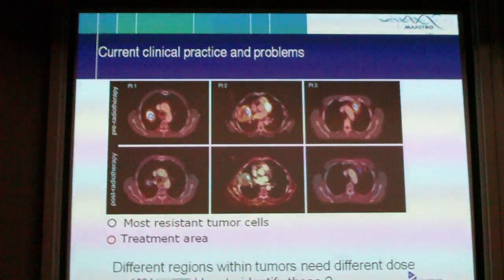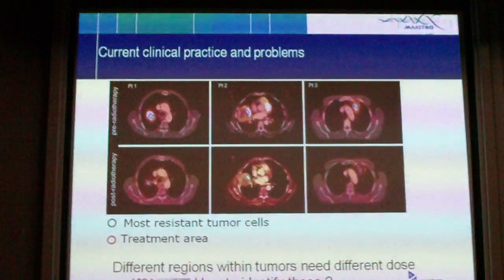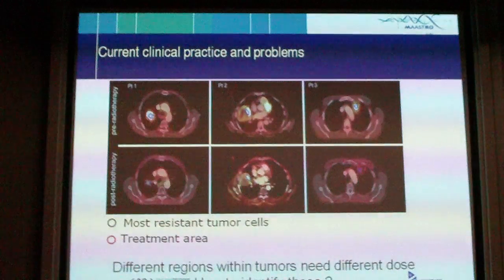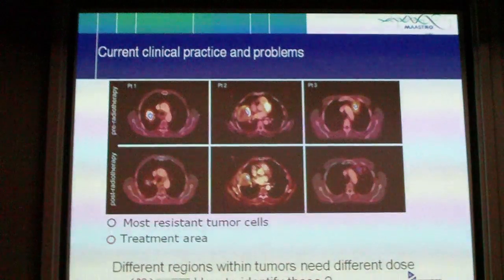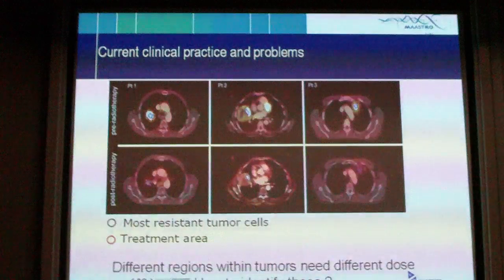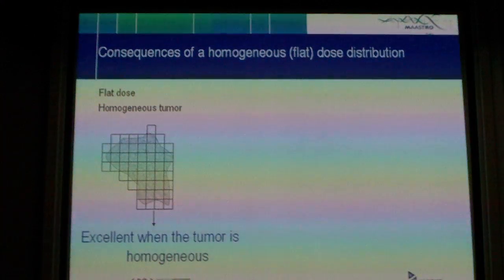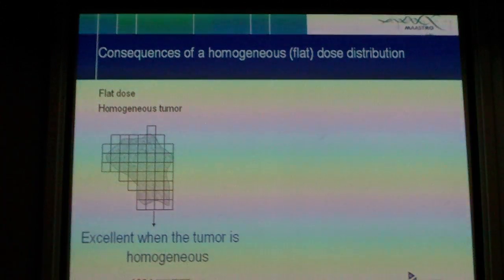So there are different regions in the tumor which need different doses based on tumor microenvironment, heterogeneity, and resistance. So how can we identify those? Up to, let's say, 5 years ago, so this is a tumor, the grid represents the beams of the radiation. A flat dose was given with the idea that the tumor is a homogeneous entity. So this is excellent when your tumor is homogeneous.